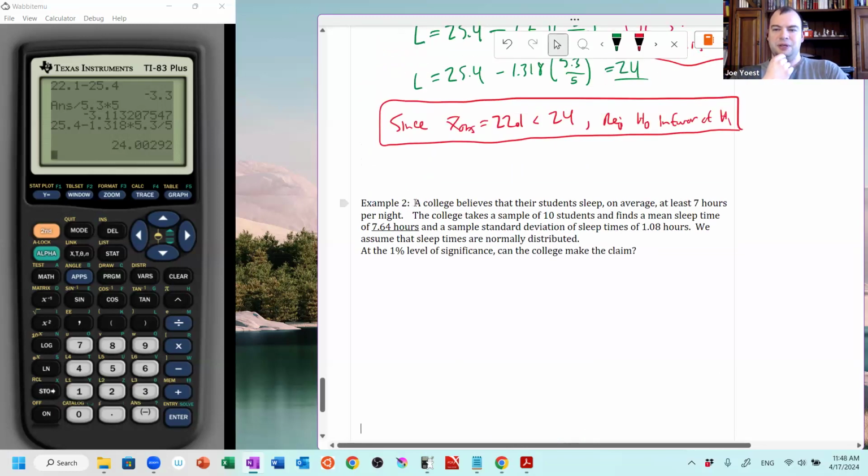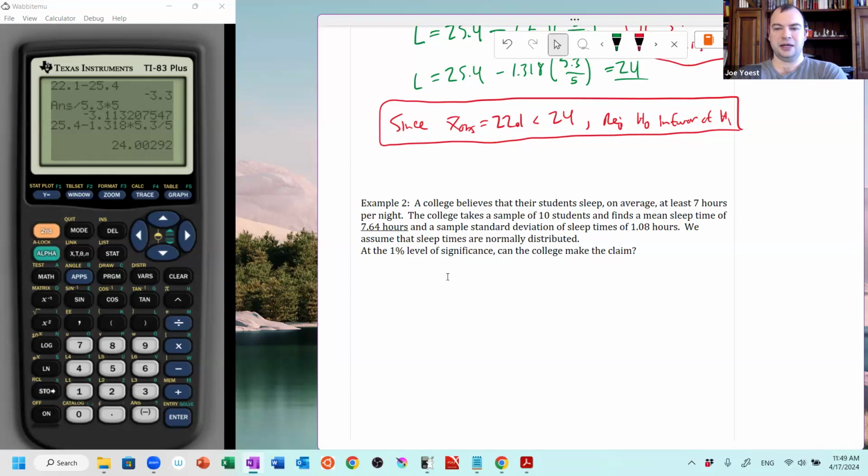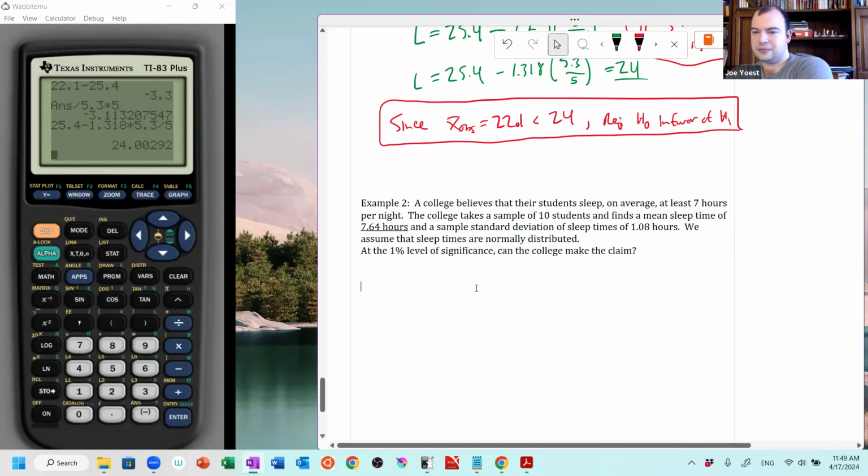So example 2, a college believes that their students sleep on average at least 7 hours per night. The college takes a sample of 10 students and finds a mean sleep time of 7.64 hours and a sample standard deviation of sleep times of 1.08 hours. We assume sleep times are normally distributed. At the 1% level, can the college make the claim?